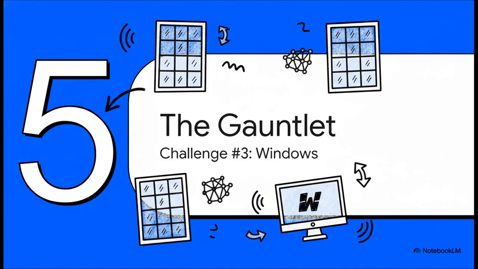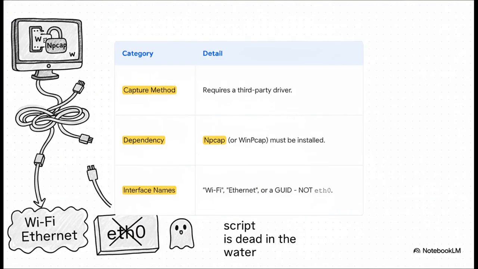All right, it's time for our final and maybe most interesting challenge, Windows. This one has an extra hoop you have to jump through that the others just don't. So here's the big deal with Windows. Unlike macOS and Linux, it doesn't have a built-in, easy way for a regular program to just grab raw network packets. To bridge that gap, you need a special driver. The modern standard is a tool called NCAP. Think of it as a translator that gives Python low-level access to your network hardware. Without it, your script can't hear anything.